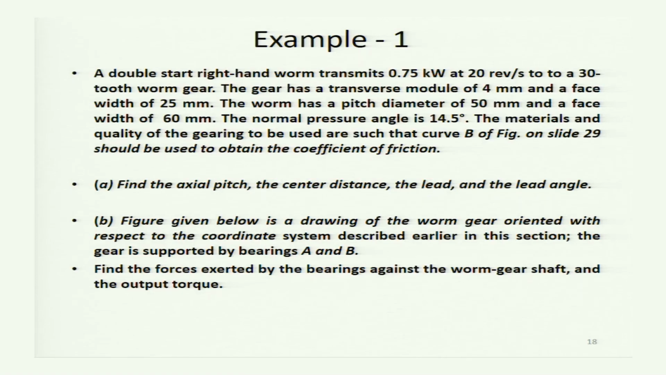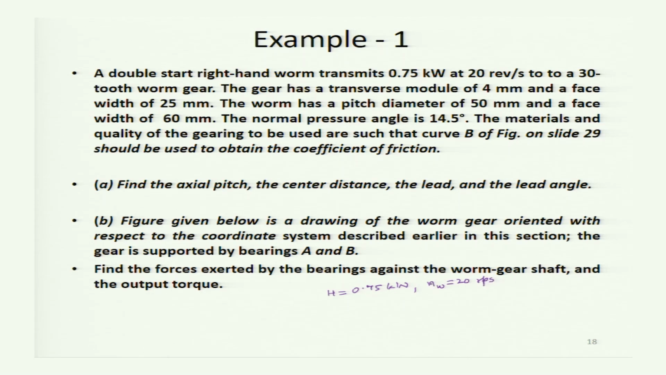Now, we have one example. A double start right hand worm transmits 0.75 kilowatt power, H, at 20 revolutions per second. So the rotational speed of the worm, small n of the worm, is 20, and this is not RPM but RPS, revolutions per second, to a 30 tooth worm gear.